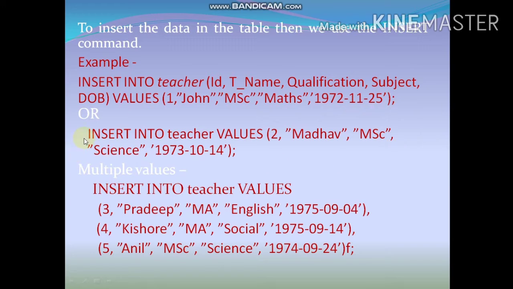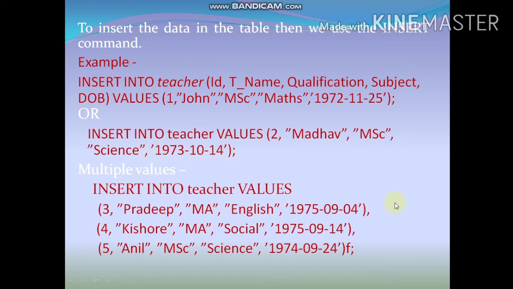Second method of the insert into table name: values, no need to put the field names, I directly use values, but this one is important. What? The type of the record. Which type? This one? Integer type. What is this one? This one is varchar type, so you should put it inside double quotation marks. MSc Science, date of birth, I put it inside single quotation marks.